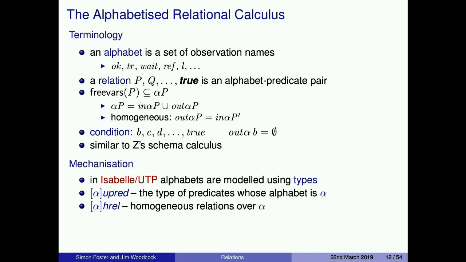Now, Isabelle UTP is a mechanization of UTP, as I've said. So a way of thinking about these alphabets is as types, right? The set of variables that you wish to observe is somehow a type, right? It's the set of observations that a particular relation has associated with it. So in Isabelle UTP, we model alphabets using types, and particularly record types.